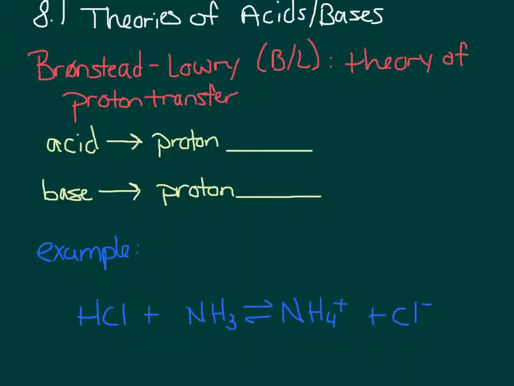8.1, the start of acids and bases. We're going to look at the theories of what is an acid and what is a base. Specifically, we're going to be looking at two theories. The first one is the most commonly used, and it's the one we're going to refer to the most throughout the entire unit. It is called the Bronsted-Lowry theory, and I do shorthand it as BL. This is the theory of proton transfer.